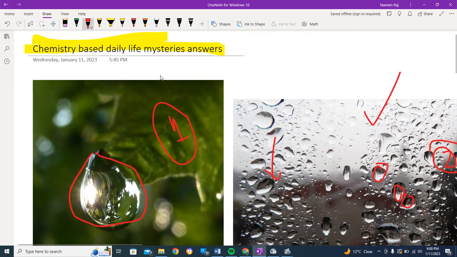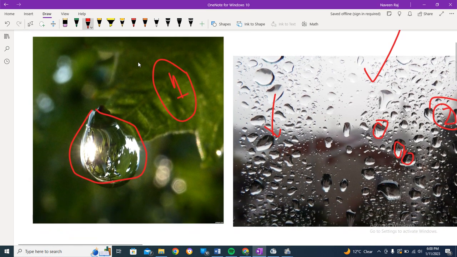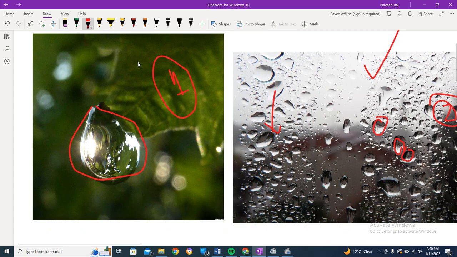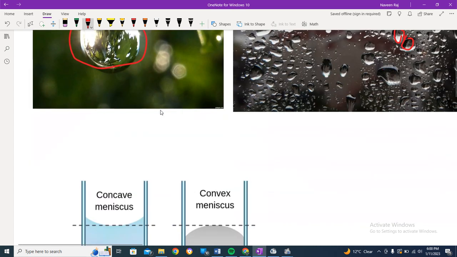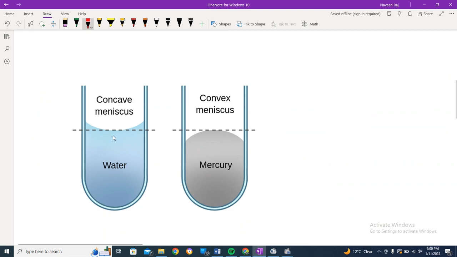And in today's video we are discussing again the chemistry-based physical or daily life mysteries answers. In the last video we looked into why raindrops are spherical, while in today's video we've got some other concept. Today's question is: water and mercury, why do these both have different shapes when they are put into a test tube or a flask? You can try this at your home or in a chemical lab.